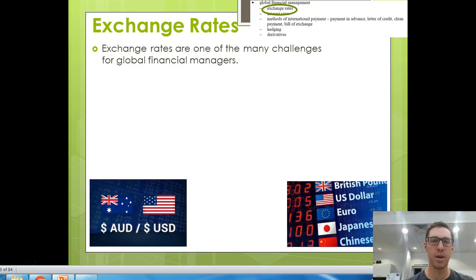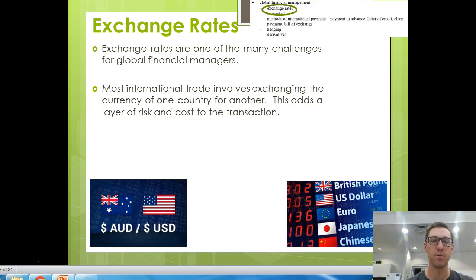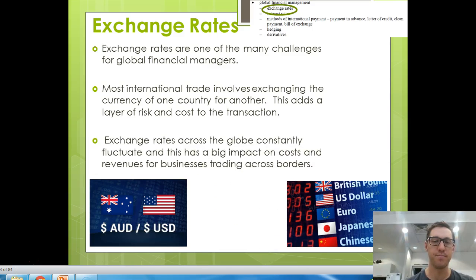So firstly, exchange rates. They're one of the many challenges for global financial managers. Given most international trade involves exchanging one currency for another, there's an additional level of risk and complexity in relation to these transactions. And the other thing is that exchange rates are constantly changing. You watch the news at night, you can see that every second of every day the exchange rate is changing globally, and the global currency markets are so significant these days.